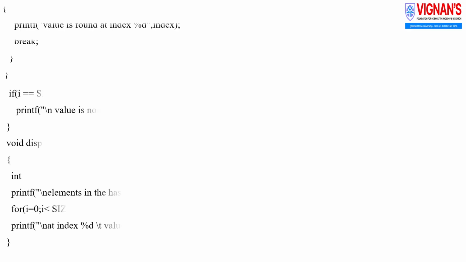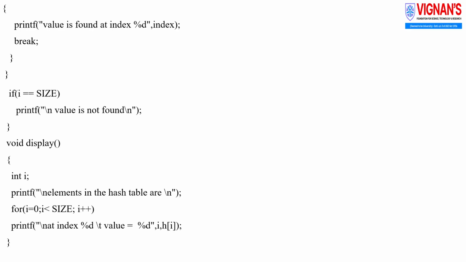The search operation checks whether a given key exists in the hash table. It computes the hash index and probes sequentially until the key is found or all slots are checked. If found, the program prints the index of the element. If not found, it displays a message indicating that the element does not exist.